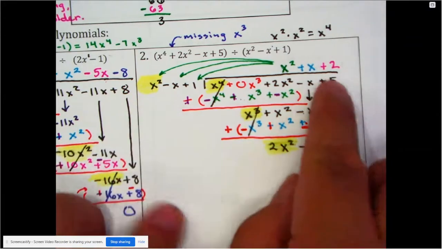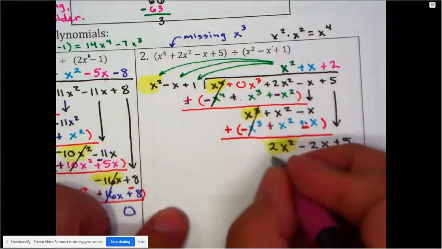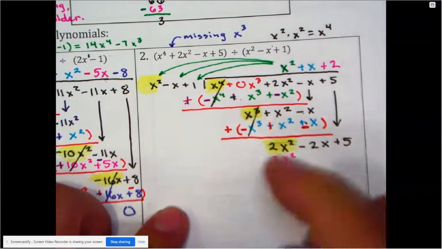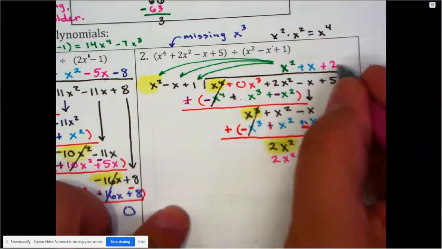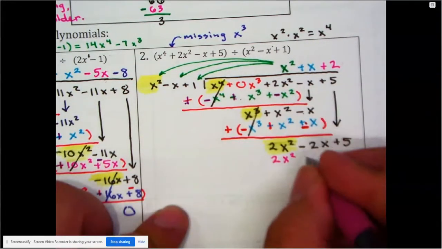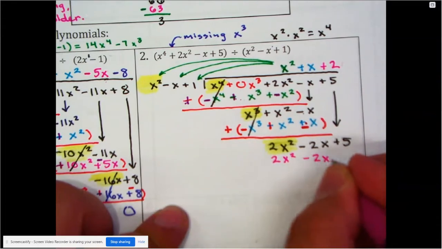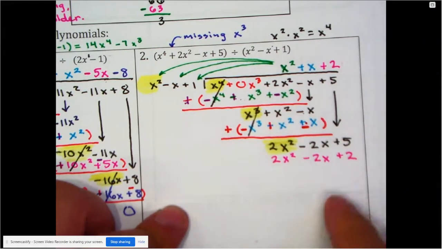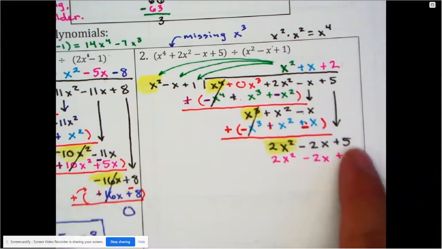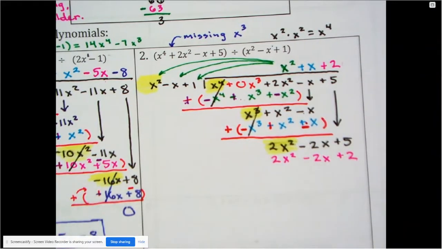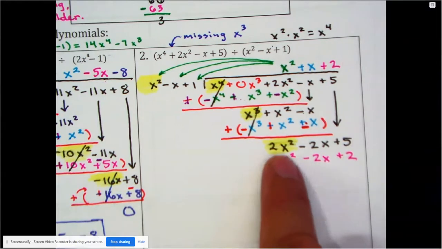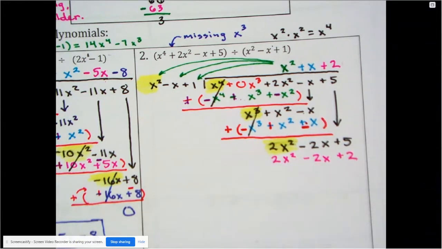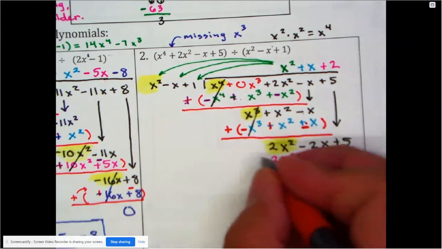All right, let's multiply. 2 times x squared is 2x squared. There's the perfect match. 2 times negative x is negative 2x. And 2 times 1 is 2. Again, if you're worried about these not matching or this one not matching, that's not what matters. This is the one we wanted to match up. That was our goal.